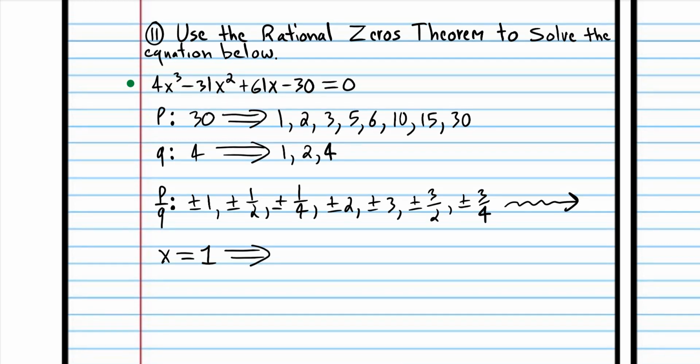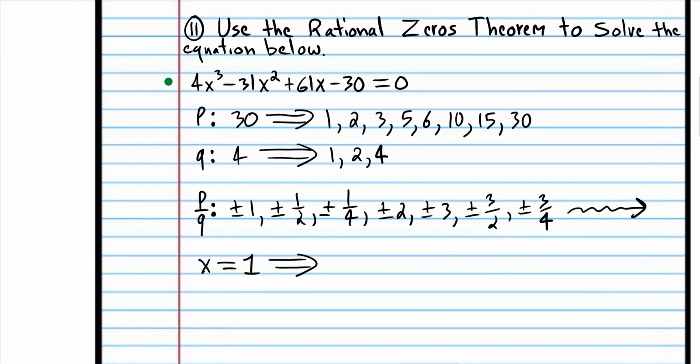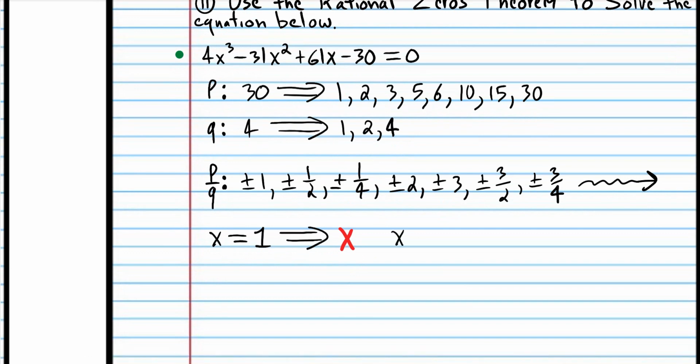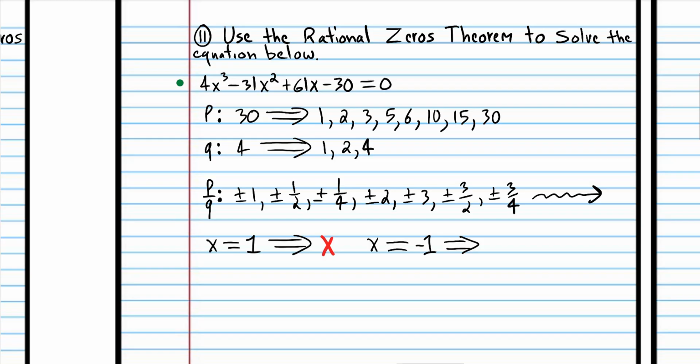Okay, we're back. So if you plug in 1, you get 4 minus 31 is negative 27, and then negative 27 plus 61 is 34, and 34 minus 30 is 4, so that did not work. And by the way, don't be afraid to use a calculator. It's perfectly fine to use a calculator. So let's try x is equal to negative 1. So go ahead and plug in negative 1 and see what you get.